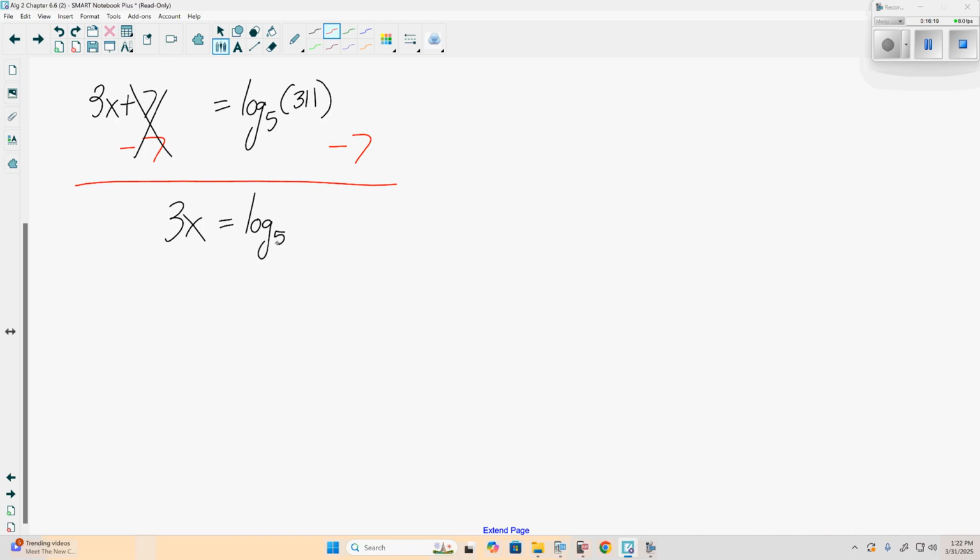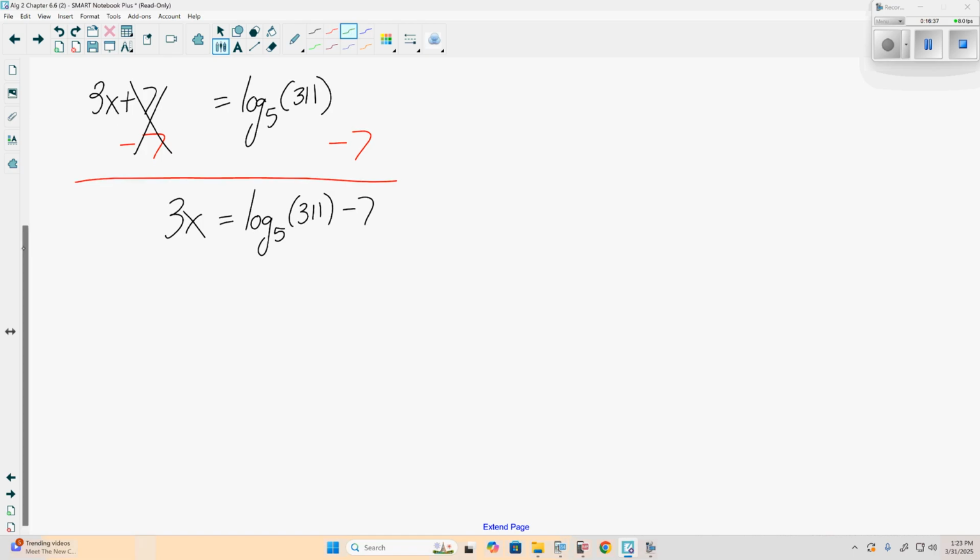On the right-hand side, it is going to be very tempting to want to subtract that 7 and 311. We can't, because the 311 is inside that logarithm. The 7 is on the outside. So we can't actually subtract those two. The only way we would be able to subtract our log base 5 of 311 and the 7 is if we get the decimal approximation of that log first.